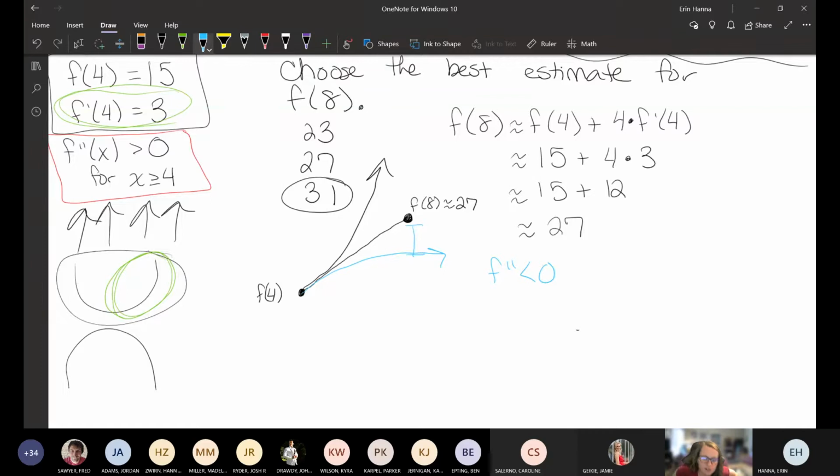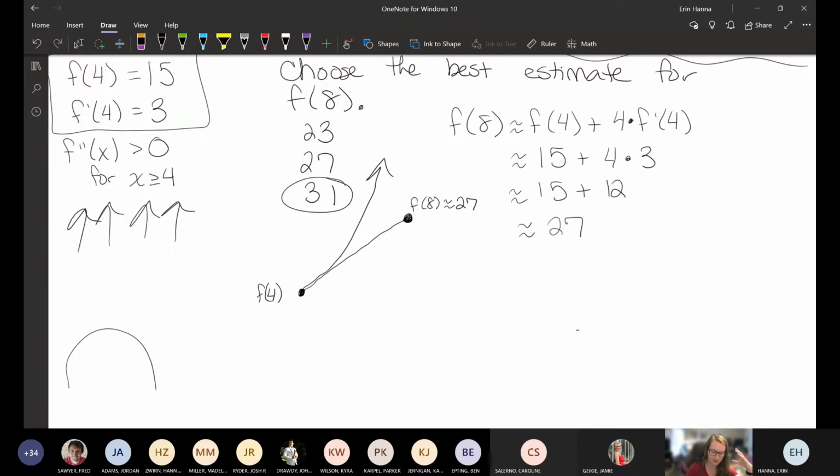But essentially what we have here is we can find an estimate using the tangent line approximation. But then because we know something about the second derivative, we can tell whether that estimation is too large or too small. So that's a question that comes up on your homework. So now you should have the connections to understand it. You had all the stuff you needed, you just might not have realized how you needed to piece it together.